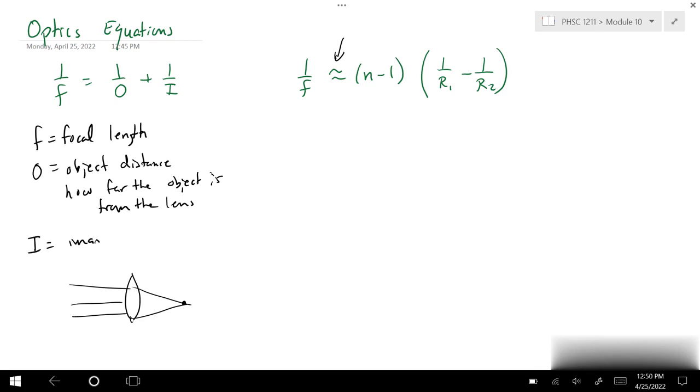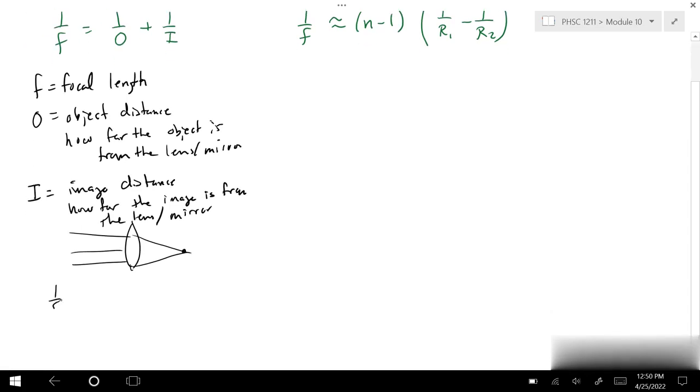And I is equal to the image distance, and this is how far the image is from the lens. Oh, and this could also be mirrors, so let me add that in there. So lenses or mirrors. The equation works the same for lenses or mirrors. Obviously, the Lensmaker equation is only going to work for glasses or lenses, but the focal length equation works for both lenses and mirrors.